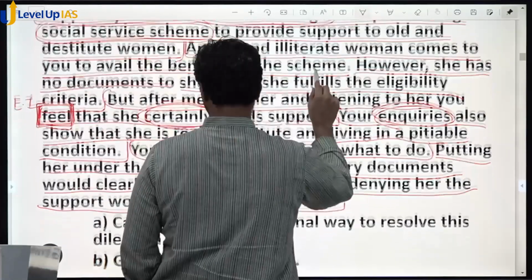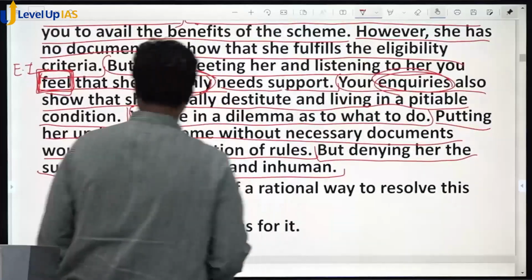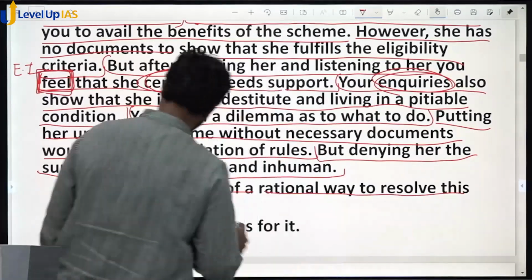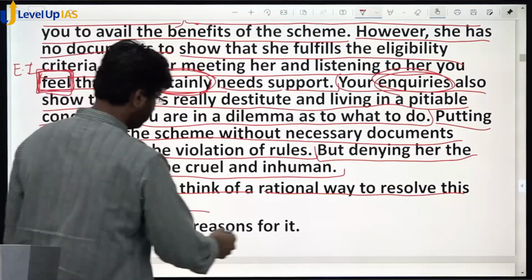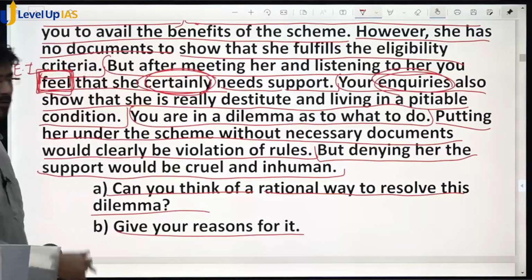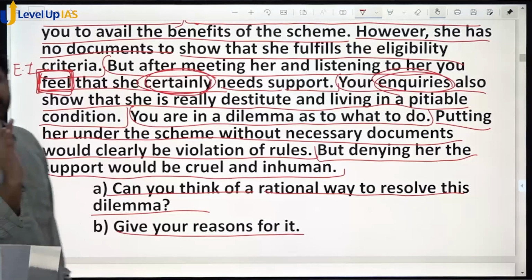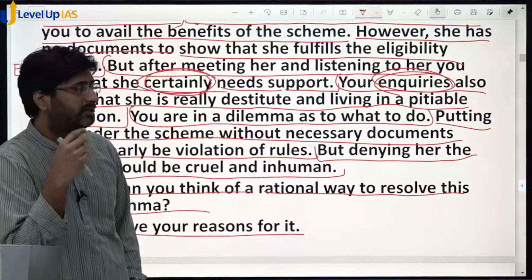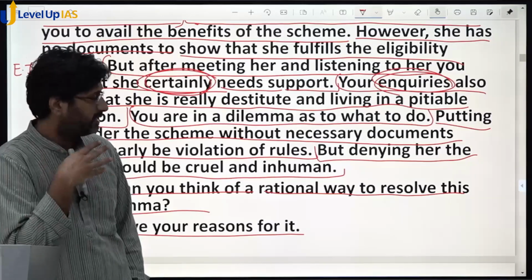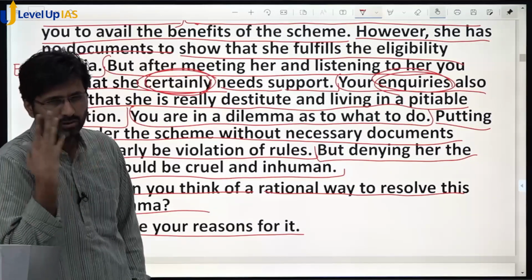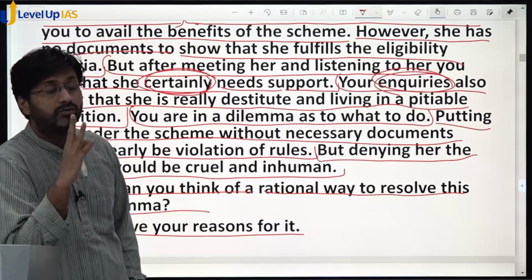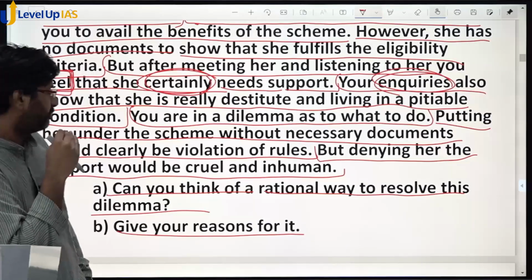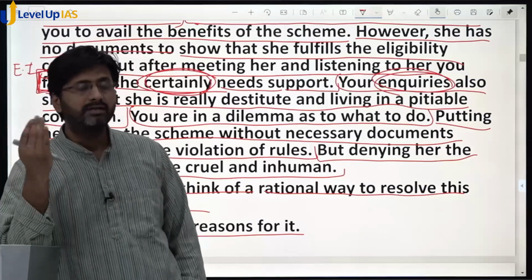There is no compassion otherwise. See the question: can you think of a rational way to resolve this dilemma? Give your reasons for it. Now a dilemma simply means you have two alternatives. This is an option-type, stand-type question, not much about a course of action. So your stand is important. Dilemma means ethical dilemma. So your stand.